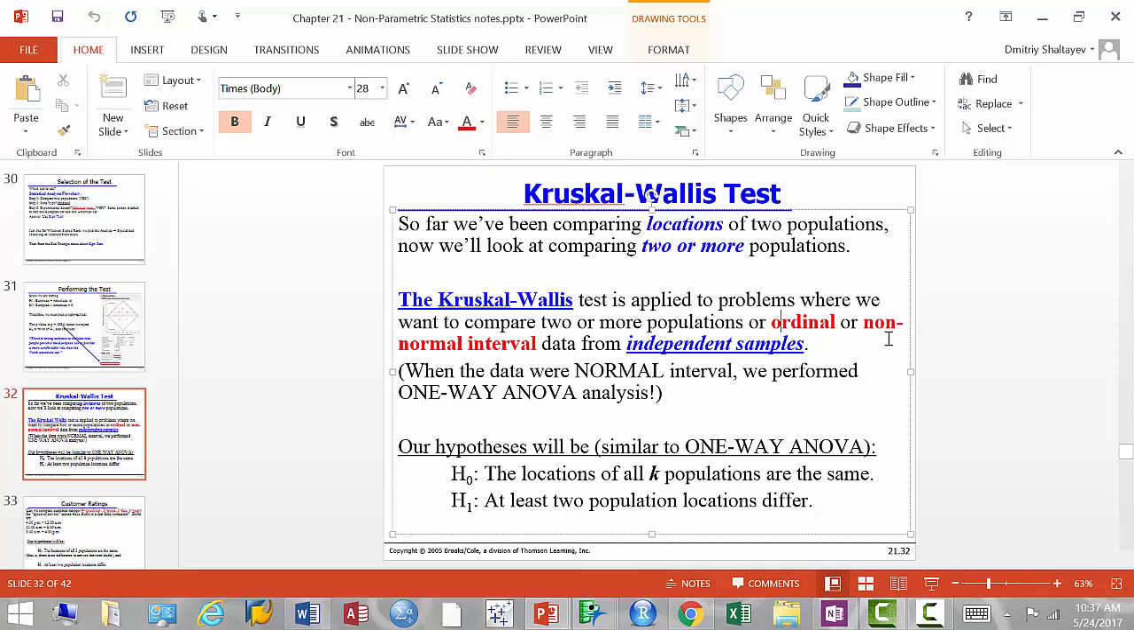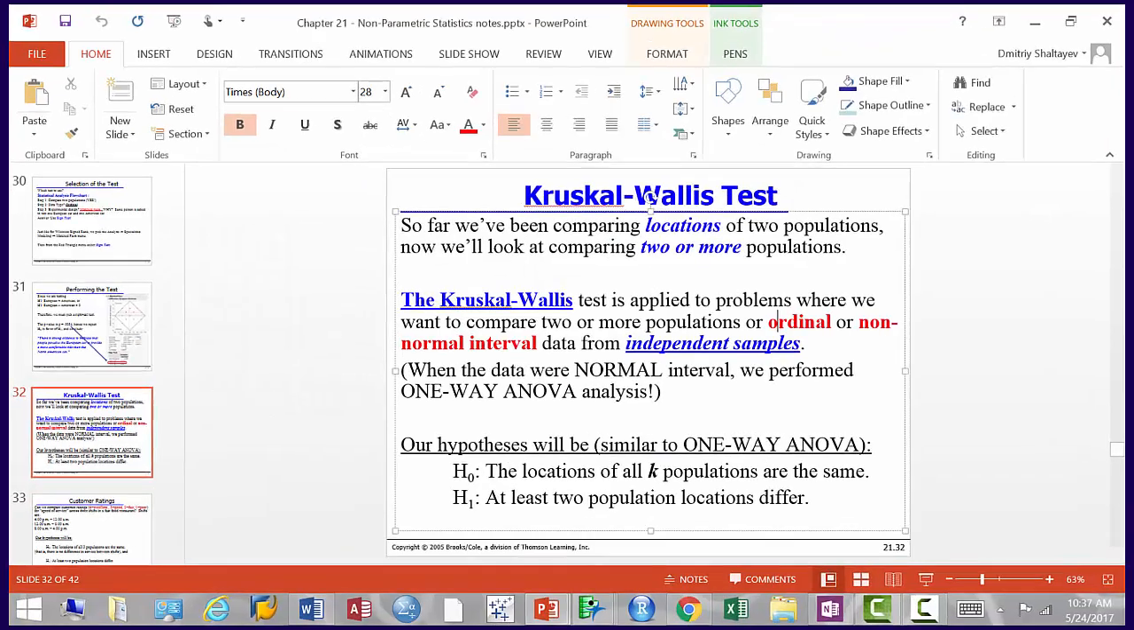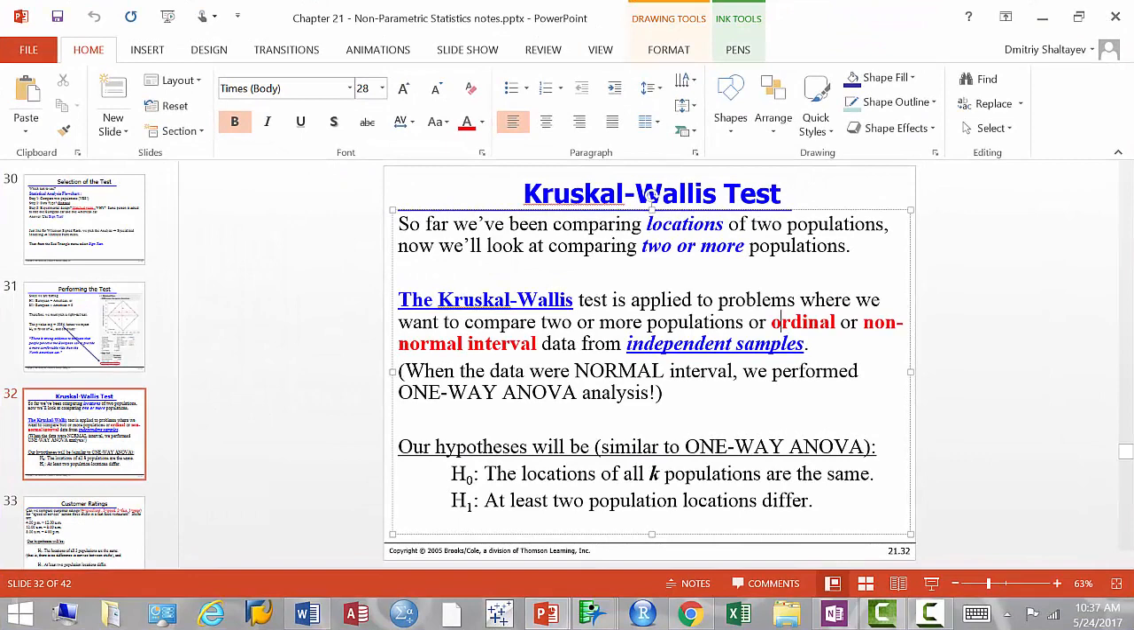And just like when using ANOVA, we're always testing this hypothesis, right? Means are the same versus no, at least two are different. By analogy, we test the same hypothesis when using Kruskal-Wallis. The only difference is we replace the word average, the mean, with the word location. So here is my null: the locations of all k populations are the same. That's analogous to my good old statement mu1 equals mu2 equals mu3, etc. And the alternative: at least two populations are different in their locations. Other than that, it's a straightforward analog of one-way ANOVA.